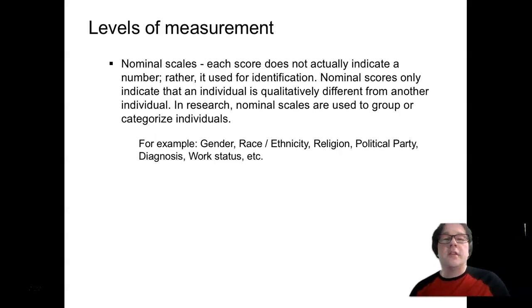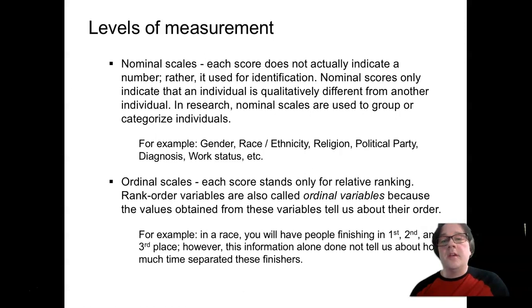So in research, nominal scales are used to group or categorize people. So again, for example, something like gender can be measured on a nominal scale. Things like race and ethnicity, somebody's religion, political party, diagnoses, your work status, so on and so forth. All of these are categorical groups. These are labels, right?